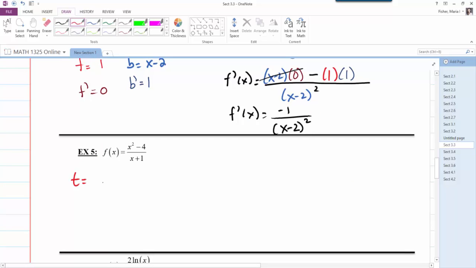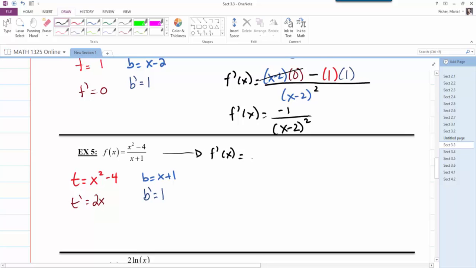So my top function is x squared minus 4, and my bottom function is x plus 1. The derivative of the top, well, the derivative of x squared is 2x. The derivative of 4 is 0. We don't need to write that. And the derivative of the bottom, well, the derivative of x is 1, and the derivative of 1 is 0, and we don't need to write that. So this is going to follow the formula.